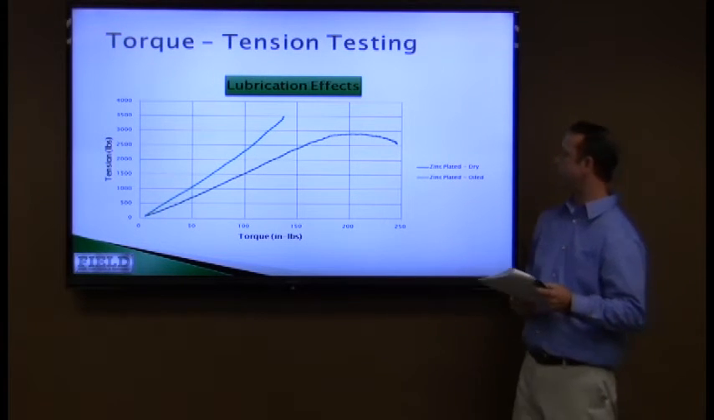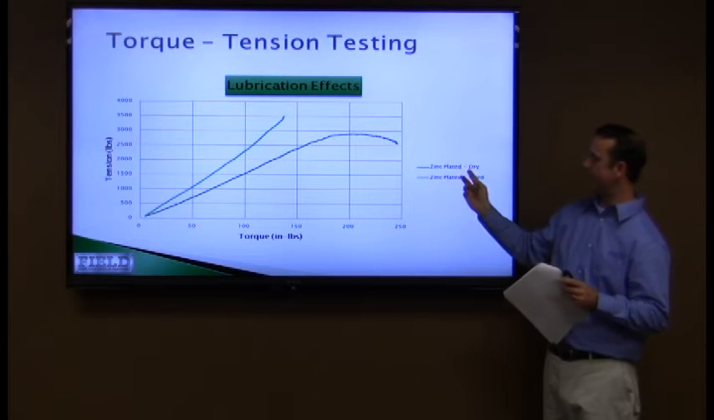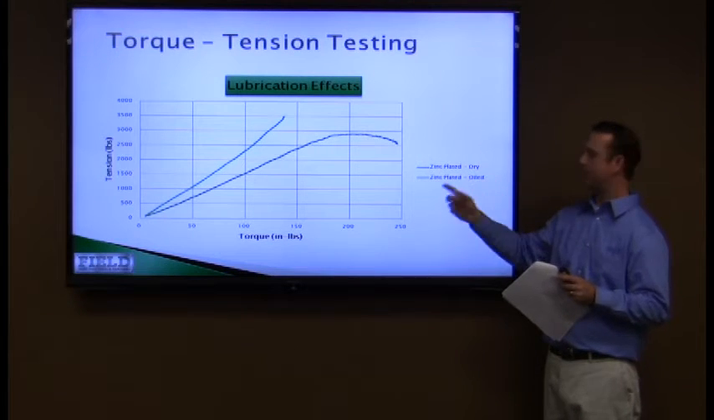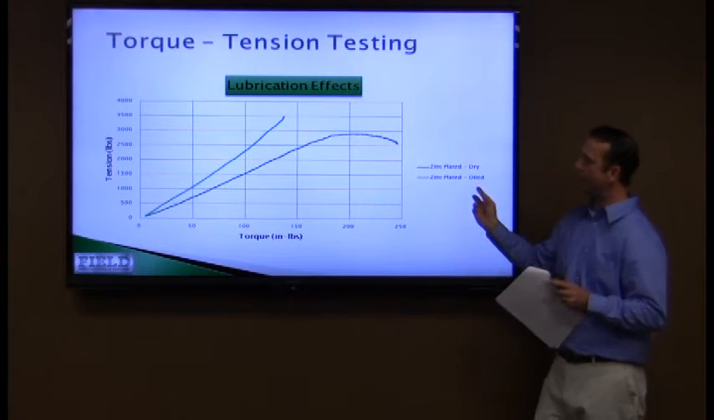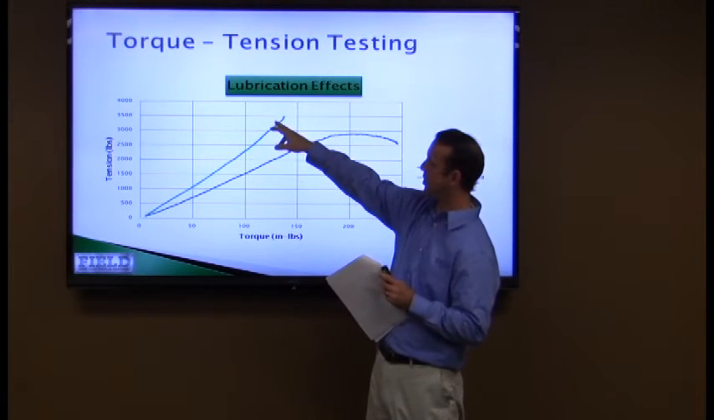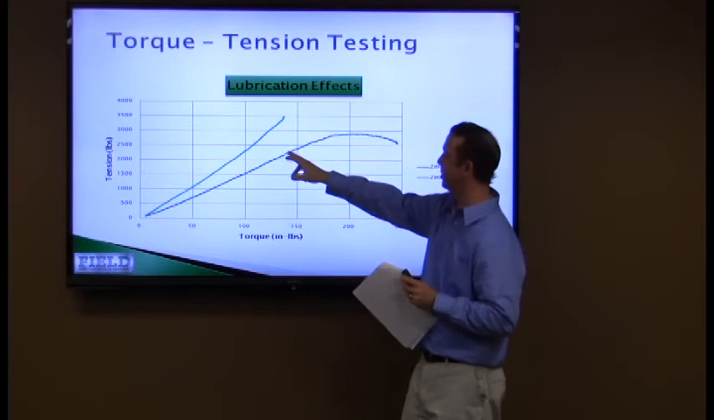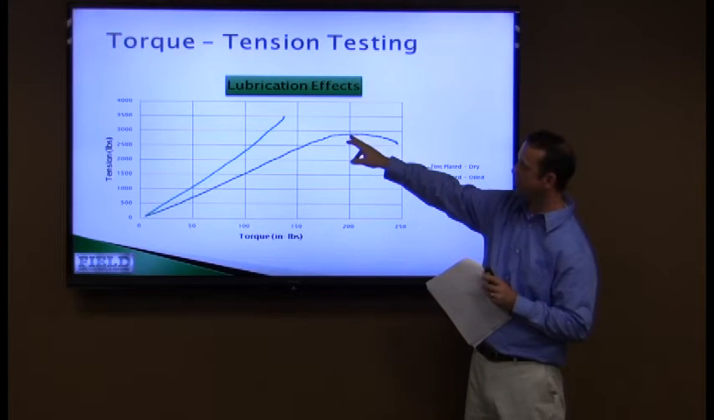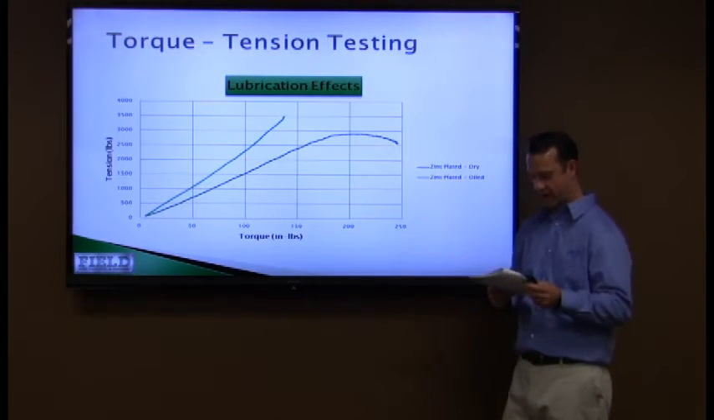So if we look at the effects of lubrication, again, we've got the dark green is just your zinc plated, your dry fastener, and a zinc plated with oil on here. You can see our oily fastener now has reached up to 3,500 pounds of tension, while our dry fastener only reached about 2,800 pounds right there.